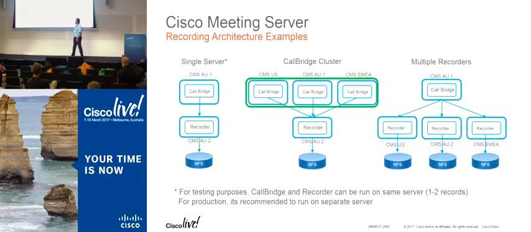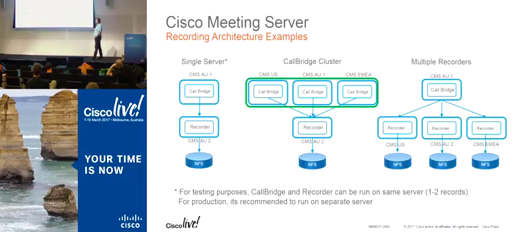So here's some basic recording architecture examples, and I've put this in to reinforce what I was just explaining. On the left-hand side here, we've got a single server scenario where we have the call bridge connecting to the recorder, as we mentioned before. If you want to do some testing of your own, you can actually have the recorder and the call bridge on the same server, but typically you can only get 1 to 2 recordings out of it. It's not recommended for a production environment, but if you wanted to do some testing and playing around, you can do that as well. With the second one, we've got the call bridge cluster.